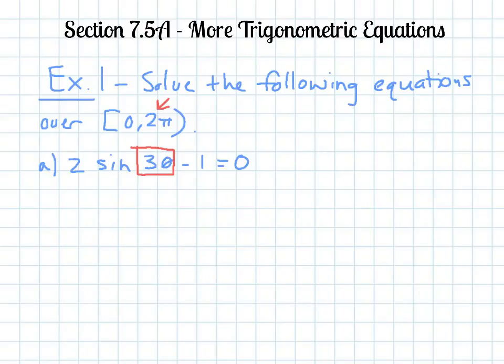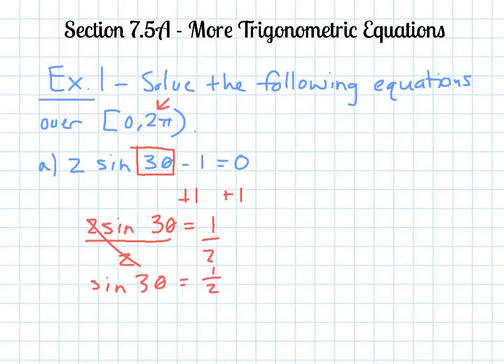I want to solve like I normally would. So try to get sine of 3 theta by itself. So I want to add 1 to both sides. Okay, and then I want to divide both sides by 2. Okay, now solve this like you normally would.